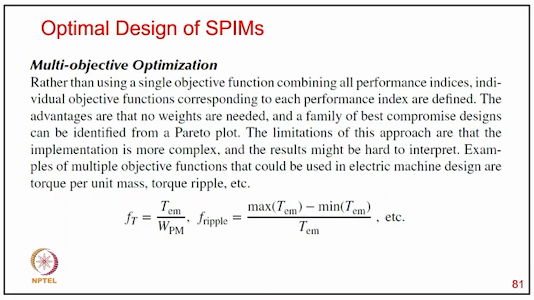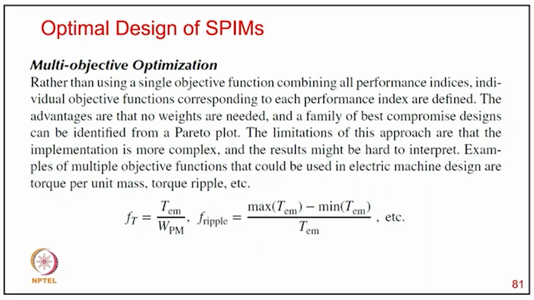So rather than using a single objective function combining all performance indices, an individual objective function corresponding to each performance index is defined. The advantages are that no weights are needed, and a family of the best compromise designs can be identified from a Pareto plot. The limitations of this approach are that the implementation is more complex and the results might be hard to interpret. Examples of multi-objective functions that could be used in electrical machine design are torque per unit mass, torque ripple, etc.